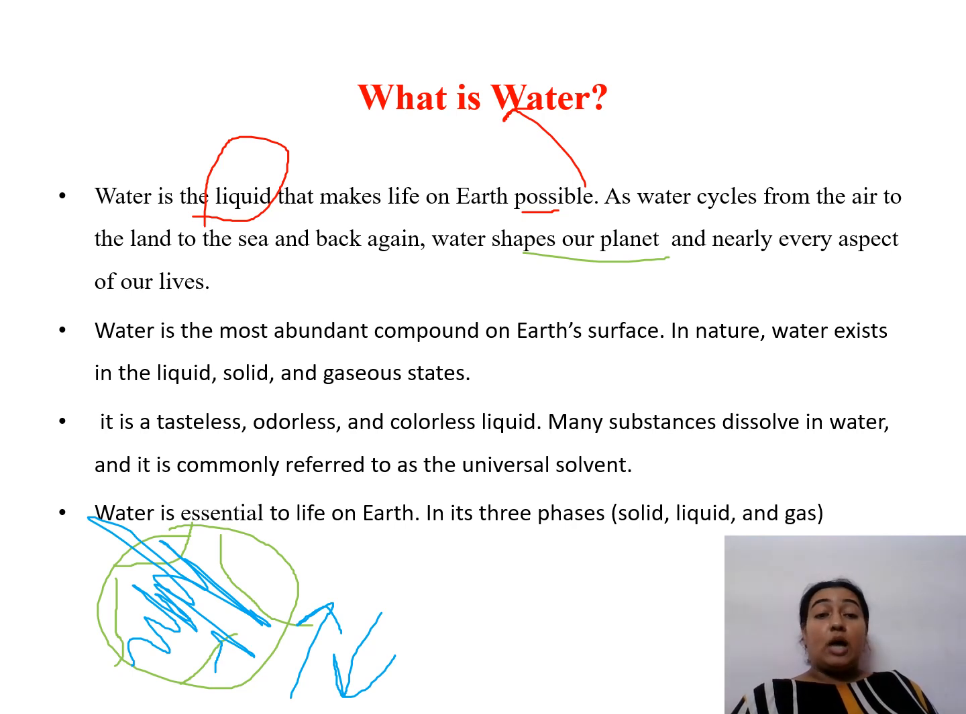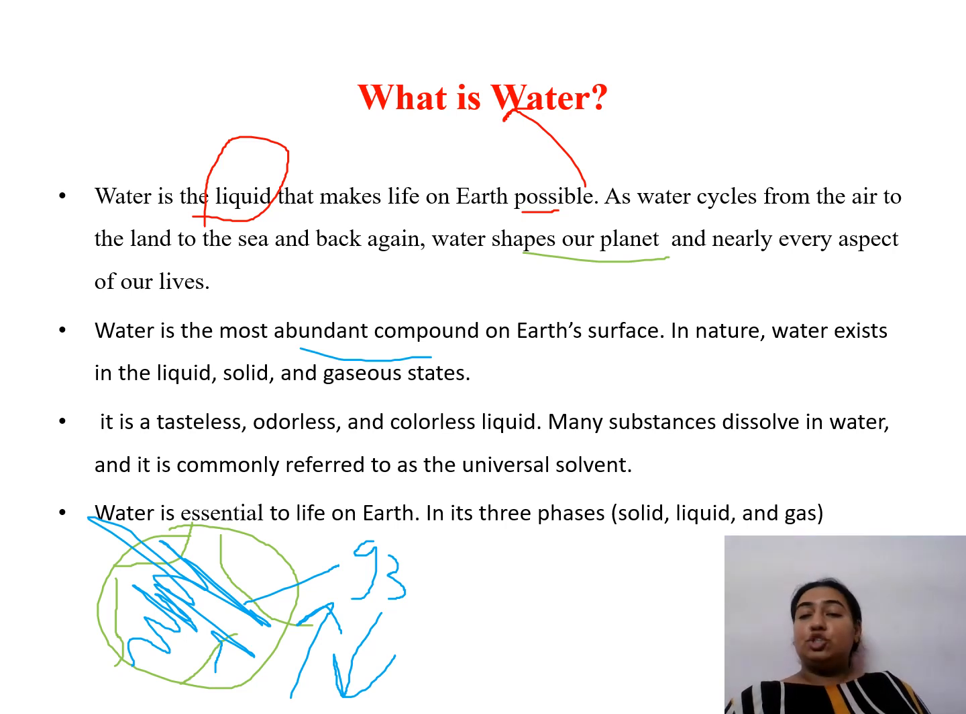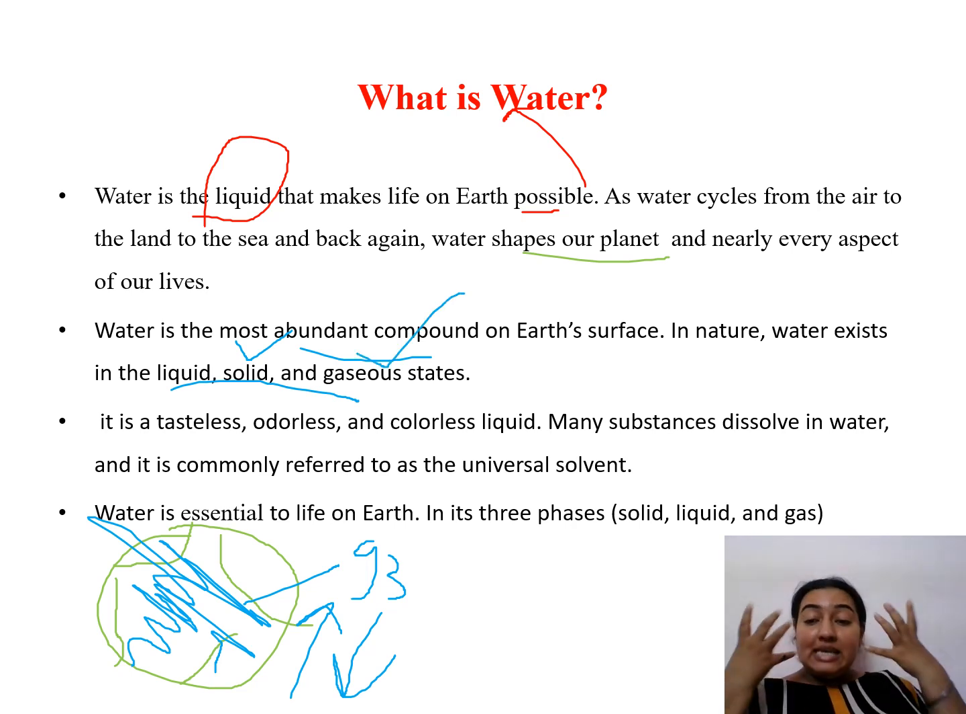Now, what is the most abundant compound on Earth's surface? We saw that water is covering almost 93% of the Earth's surface. In nature, water exists in solid, liquid and gaseous states. Liquid, water has come. Now solid is ice, water becomes solid. Now when you form steam, you take steam. When there were COVID days, you used to take evaporation, so that water vapor is there in the gaseous state, right? So these are the three states of water.